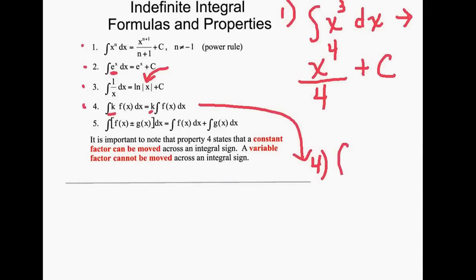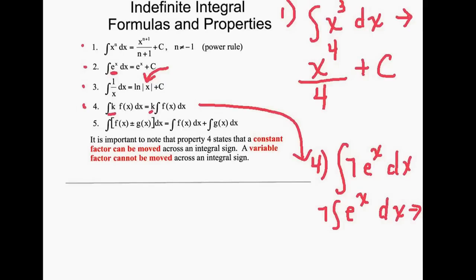If I have the integral of 7e to the x dx, again, my integral sign and my dx tell me that I'm going to anti-differentiate. It is always easy if you can look at the 7, understand that it's being multiplied by e to the x, therefore it's a factor. I can rewrite this as 7 times the integral of e to the x dx, and then easily anti-differentiate that to 7e to the x plus c.